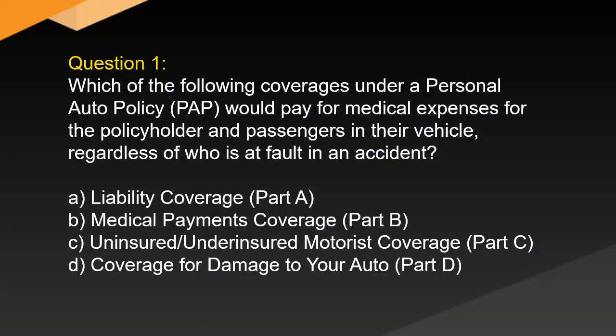Question 1. Which of the following coverages under a personal auto policy (PAP) would pay for medical expenses for the policyholder and passengers in their vehicle, regardless of who is at fault in an accident? A. Liability coverage, Part A. B. Medical payments coverage, Part B. C. Uninsured underinsured motorist coverage, Part C. D. Coverage for damage to your auto, Part D.